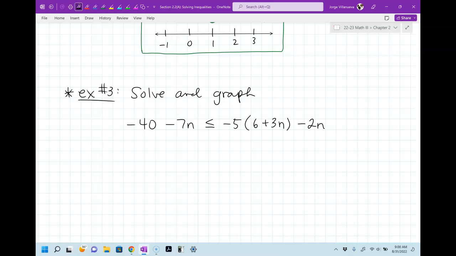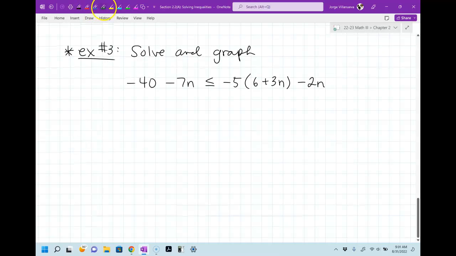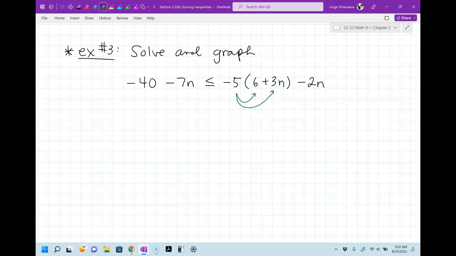So first thing we're going to want to do is distribute, okay? So we're going to want to distribute, simplify, and then try to start solving. So let's go ahead and do that. We're going to distribute that right there. So -40 minus 7n is less than or equal to -5 times 6 is -30. -5 times +3 is -15n minus 2n.